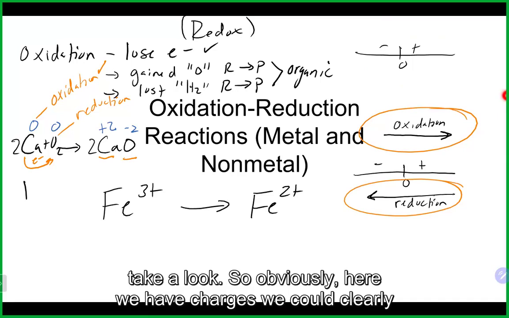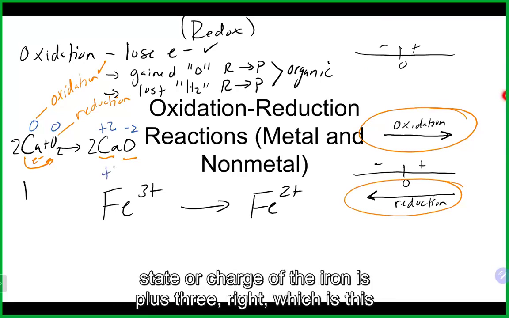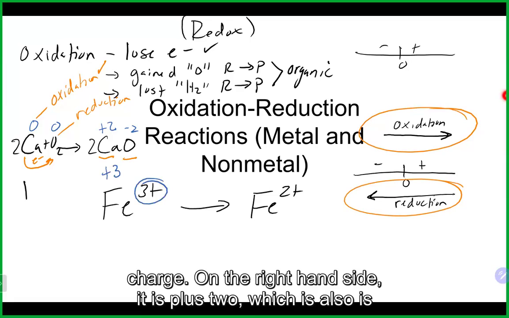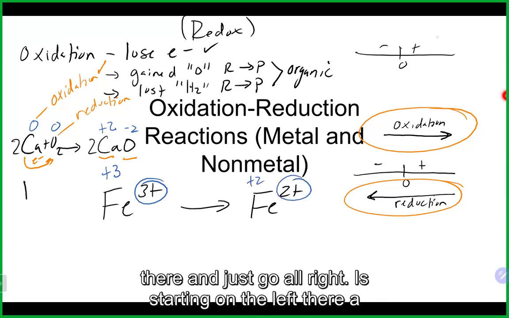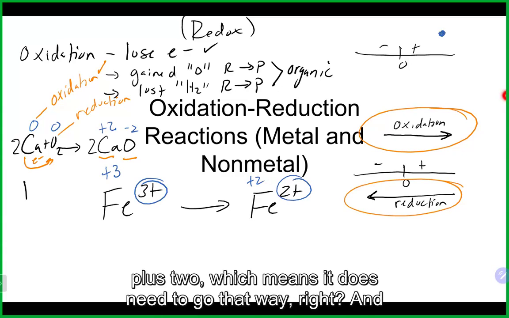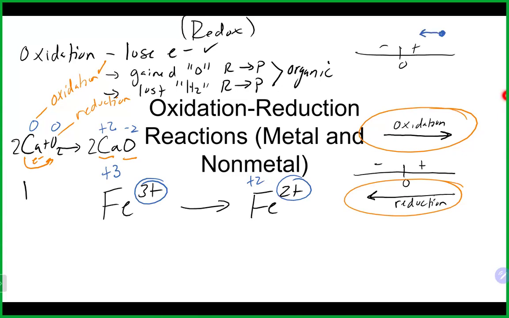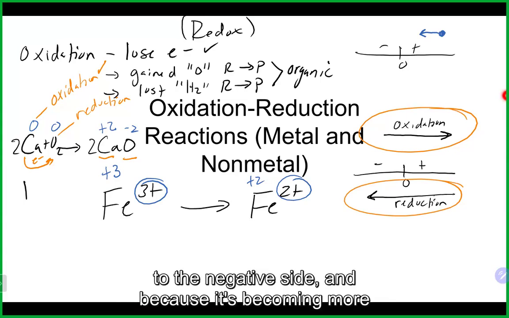All right, so let's take a look. So obviously here we have charges we could clearly see. So on the left-hand side, the oxidation state or charge of the iron is +3, which is this charge. On the right-hand side, it is +2, which is also its charge in this case. So again, you could go to the number line there and just go, all right, it's starting on the left there at +3, which would be maybe about here, and it's ending at +2, which means it does need to go that way, right? And then is that becoming more negative or positive? It's pointing to the negative side.